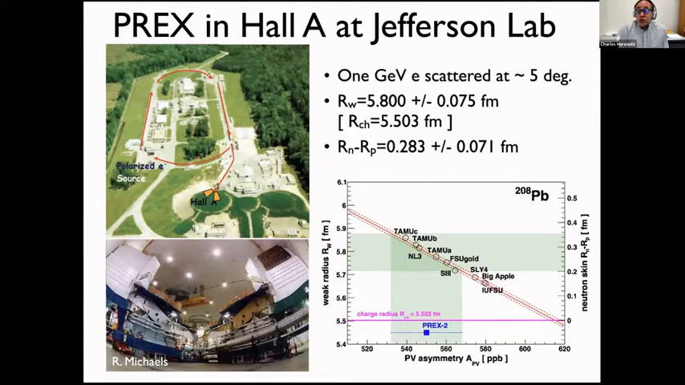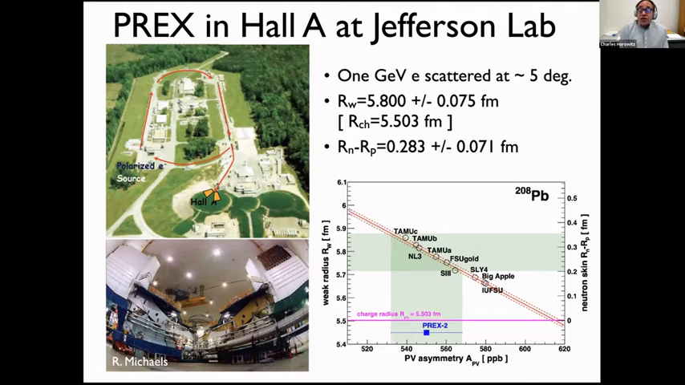So the experiment runs in Hall A at Jefferson Laboratory in Virginia in the US. 1 GeV electrons are scattered at about 5 degrees. And the measured parity violating asymmetry is around 550 parts per billion, so half a part per million. So in the plot, what's shown on the x-axis is the parity violating asymmetry, and the green band is the total experimental error. I'll come back to that next slide.